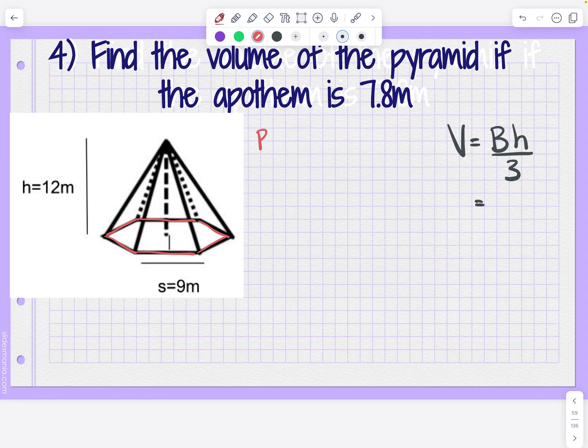That base is a regular polygon. We've seen this for multiple days now. To find the area of a regular polygon, you take the perimeter times the apothem and divide it by 2. The perimeter here, each of these sides is 9 meters. So 9 meters, 9 meters, 9 meters, 9 meters, 9 meters, and 9 meters. I have 1, 2, 3, 4, 5, 6 sides that are 9 meters. That there is the perimeter.